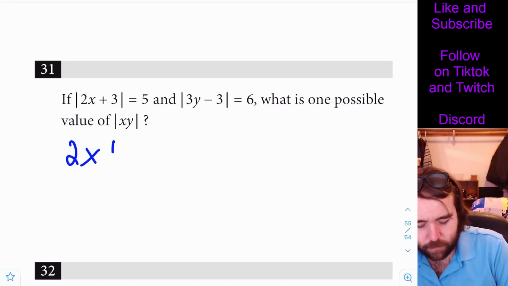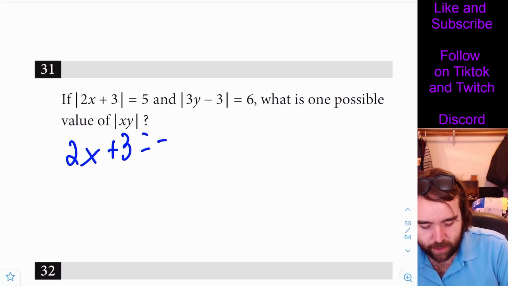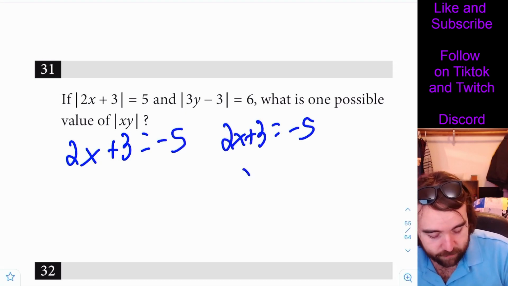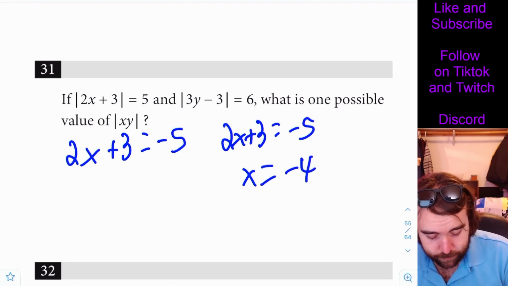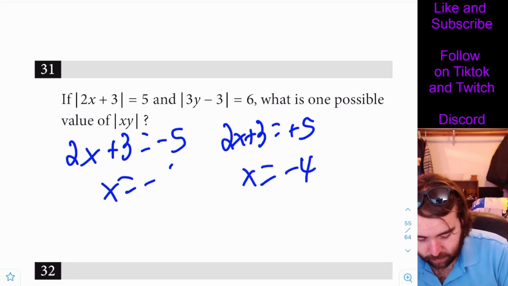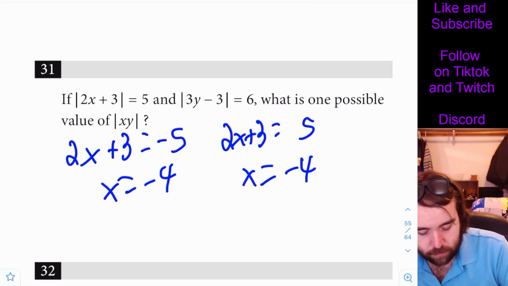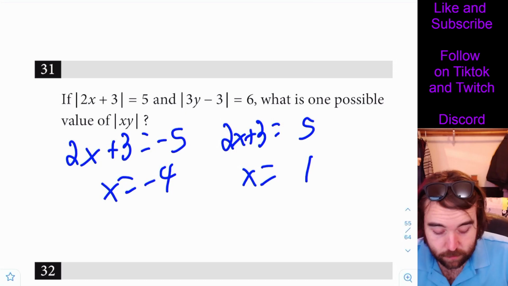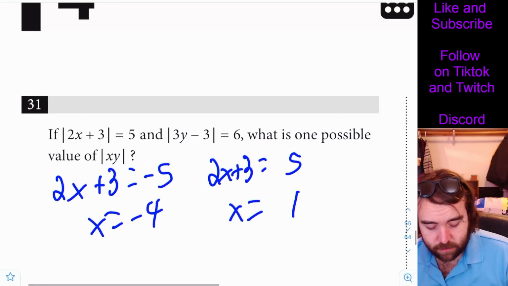So when you split up the absolute value, you've just got the negative version and you've got the positive version. We solve both of them. Here we get x equals negative 4. Here we get x equals 1. So those are the two possible values for x. Try to do the same thing for y.